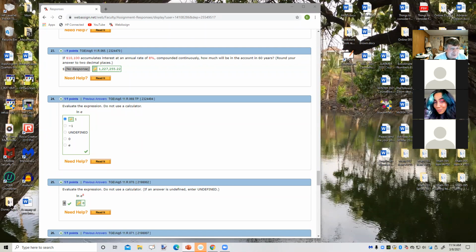Okay. So we're going to use A equals Pe to the rt because it says it's compounded continuously. The beginning amount is $10,100. The annual rate is 8% or 0.08. Time is 60 years. And we want to know the final amount.